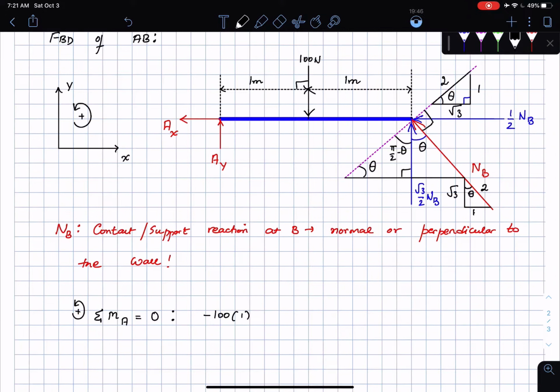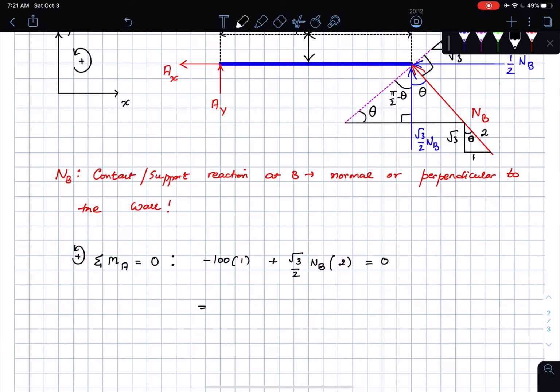The half NB force does not cause a moment because it passes through the point of interest. So the other force is root 3 by 2 NB force. If I do that, that's going to be a counterclockwise rotation. And so root 3 by 2 NB, and then the perpendicular distance from point A to point B for that force is going to be 2 meters. So times 2, this is equal to 0. So I solve for NB, and NB is approximately going to be equal to 58 newtons.